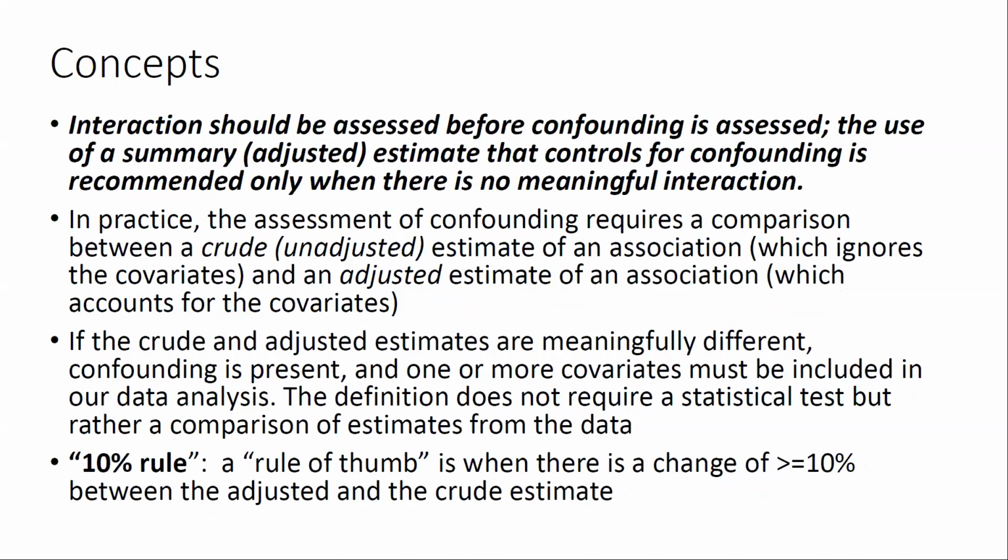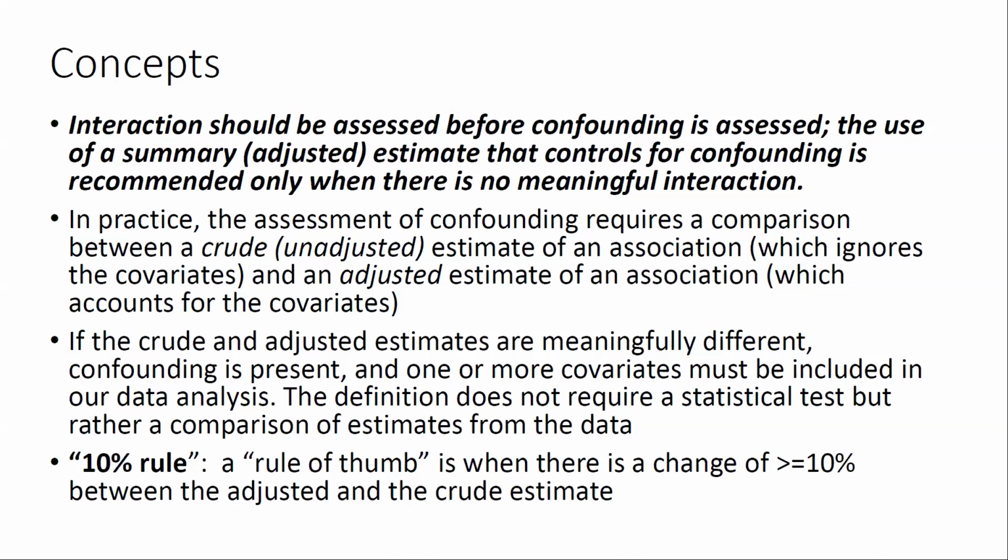So interactions usually should be assessed before confounding is assessed. The use of a summary or adjusted estimate that controls for confounding is recommended only when there is no meaningful interaction. So that is to say, we always need to evaluate the interaction first, and only when there is no interaction will we see if the covariate can be a confounding variable.